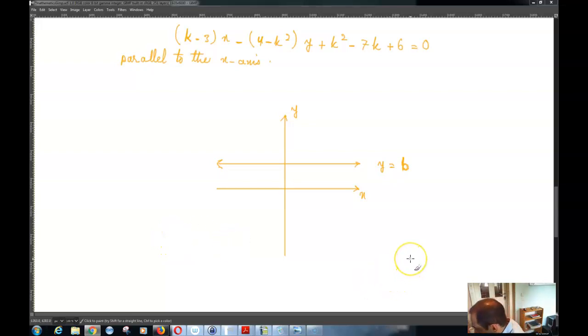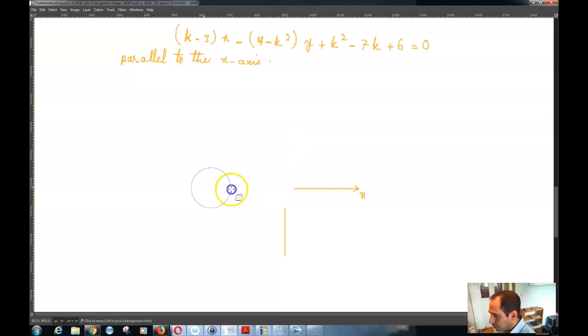Okay, so the next thing that we have in this chapter is the miscellaneous exercises on chapter 10. And so basically we have a question over here, and that is: we have this equation, k minus 3 times x minus 4 minus k squared times y plus k squared minus 7k plus 6, and basically you want to find the values of k.